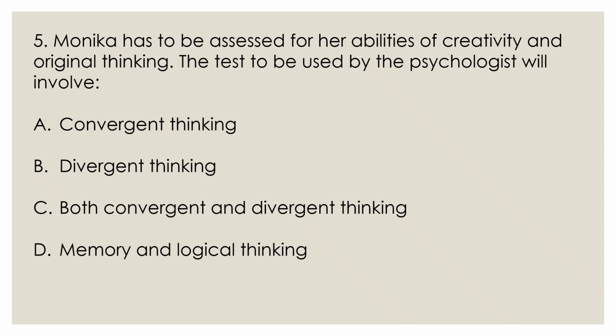Question number 5 is, Monica has to be assessed for her abilities of creativity and original thinking. The test to be used by the psychologist will involve. Now, in this question, the creativity test consists of divergent thinking. That is, on a single topic, we have to come up with multiple answers. In the book, we have differentiated between the creative test and intelligence test. Intelligence test focuses on convergent thinking, that is, coming up with a single answer, while in creativity, we want multiple answers to come. So the answer for this question will be B, that is divergent thinking.